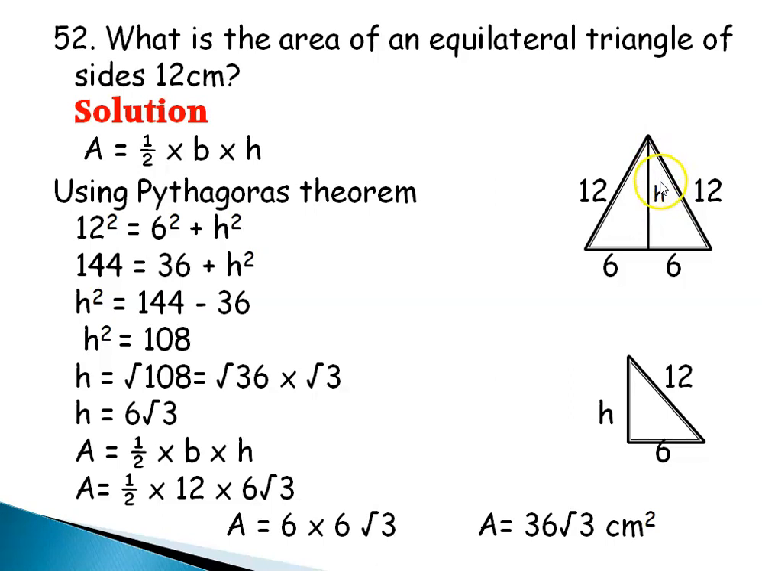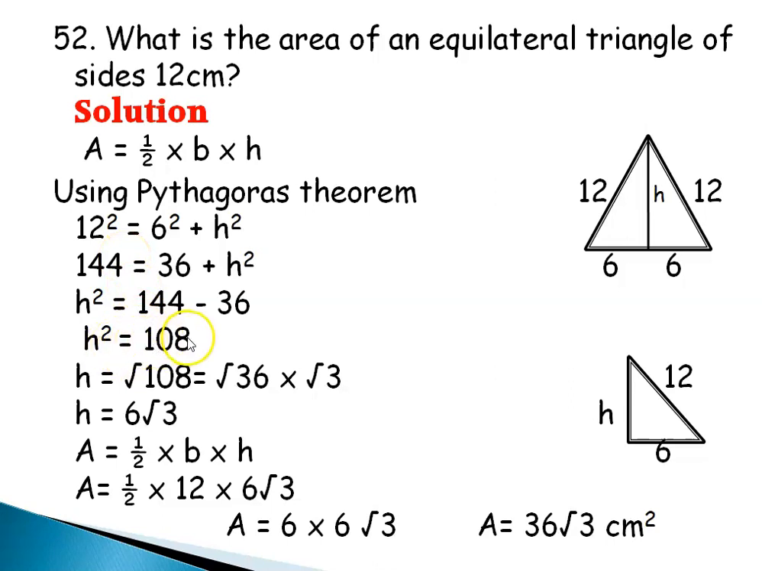So all I need to do is pick one of these 2 triangles out. This is what I've done. I picked this out so that I can now use my Pythagoras theorem to find the value of h. Alright, so using Pythagoras theorem, 12 squared is equals to 6 squared plus h squared. 12 squared is 144, 6 squared is 36 plus h squared. And then my h squared is 144 minus 36.